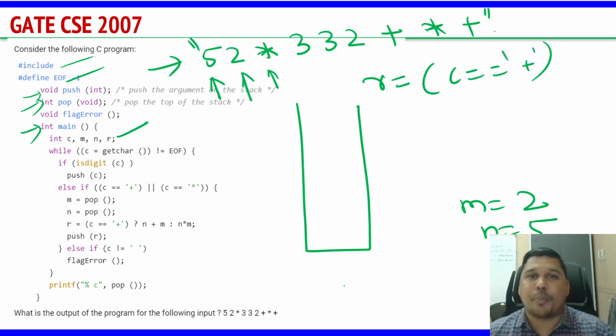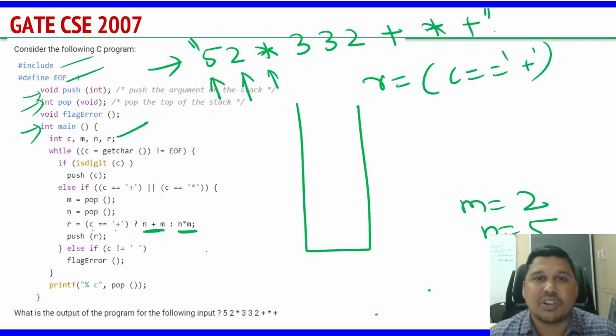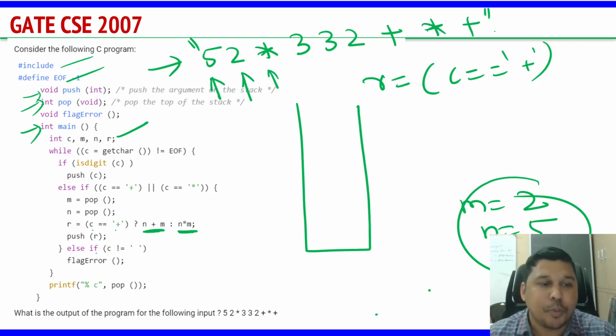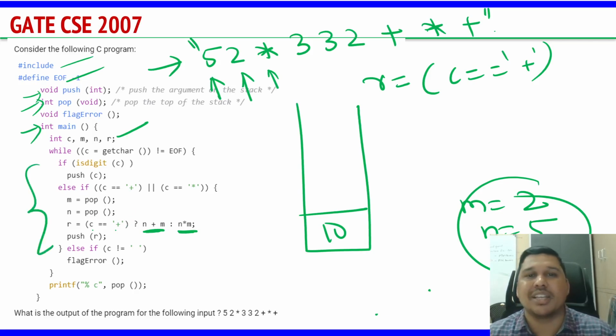If you remember the ternary operator, question mark and colon in C programming, this is a condition here. What is the condition? If c, that operator, is equal to plus, then you do n plus m. Otherwise perform n into m. So what is n into m? That is 5 into 2, that is 10. Push that into r. So 10 comes here. This is the code we understood. It is postfix evaluation code. There is nothing much in this. So simply evaluate this expression and tell the answer.